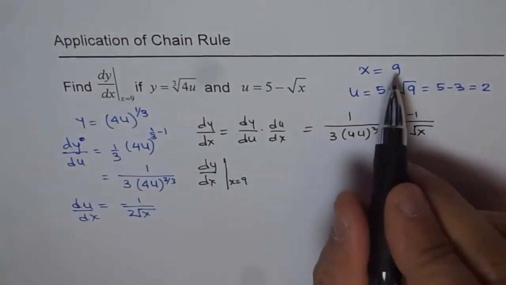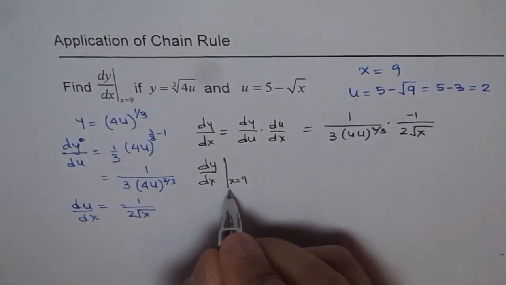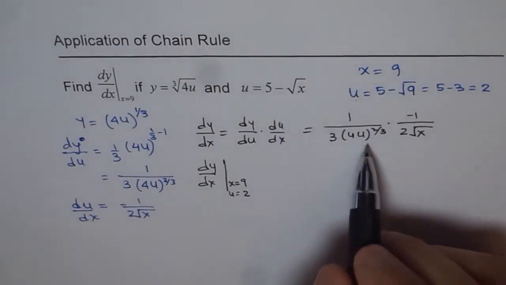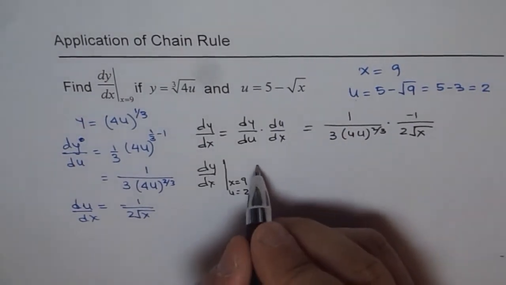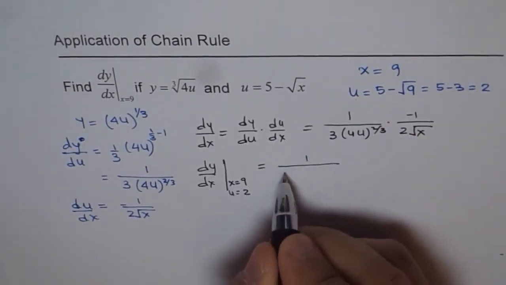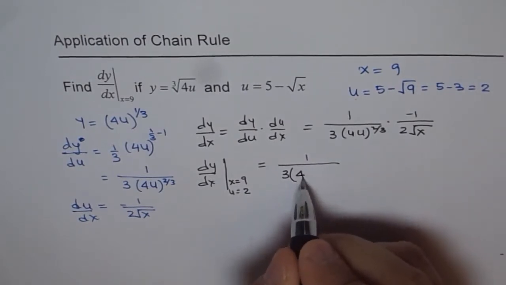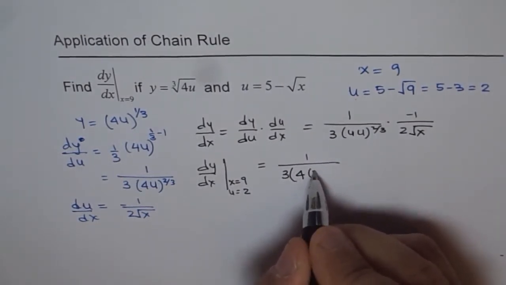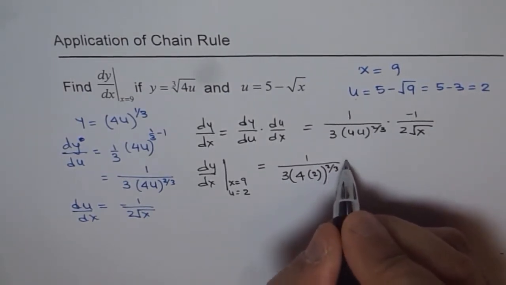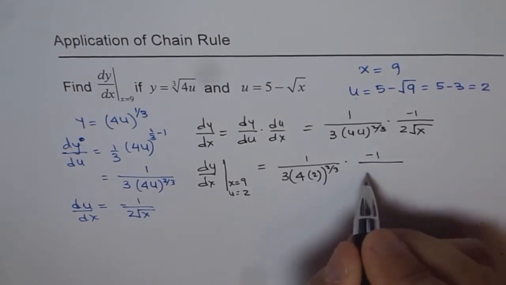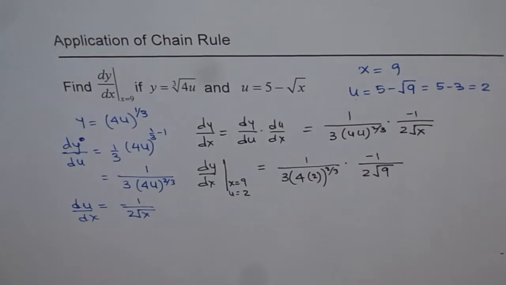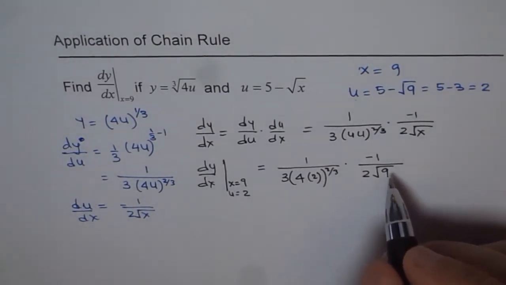Now what we need to find actually is dy/dx at x equals 9. We calculated that at x equals 9, u is 2. So let me write u as 2 here, right? In that case, I don't really have to write u as this and expand this complicated part. Now we can substitute these values and calculate. So we have 1 over 3, (4 times u, which is 2) to the power of 2/3, right, times minus 1 over 2 square root of 9, correct? So that is the expression we get, which we can now evaluate.